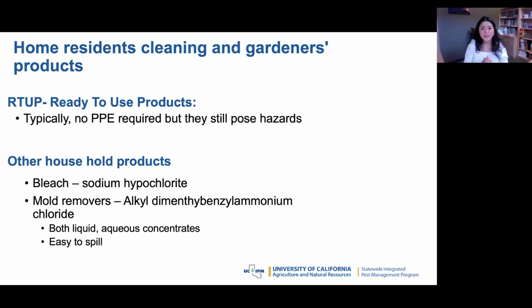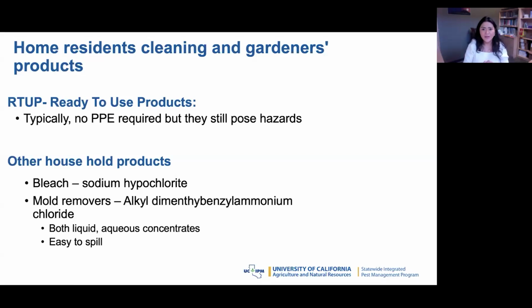And typically we consider that home residents or gardeners, if you're not in a professional setting, if it's not really for a workplace, are going to have access to what are known as ready-to-use products. So these are your typical pesticides that you might be able to have access to at Ace Hardware or Home Depot, and everyone is able to acquire them.